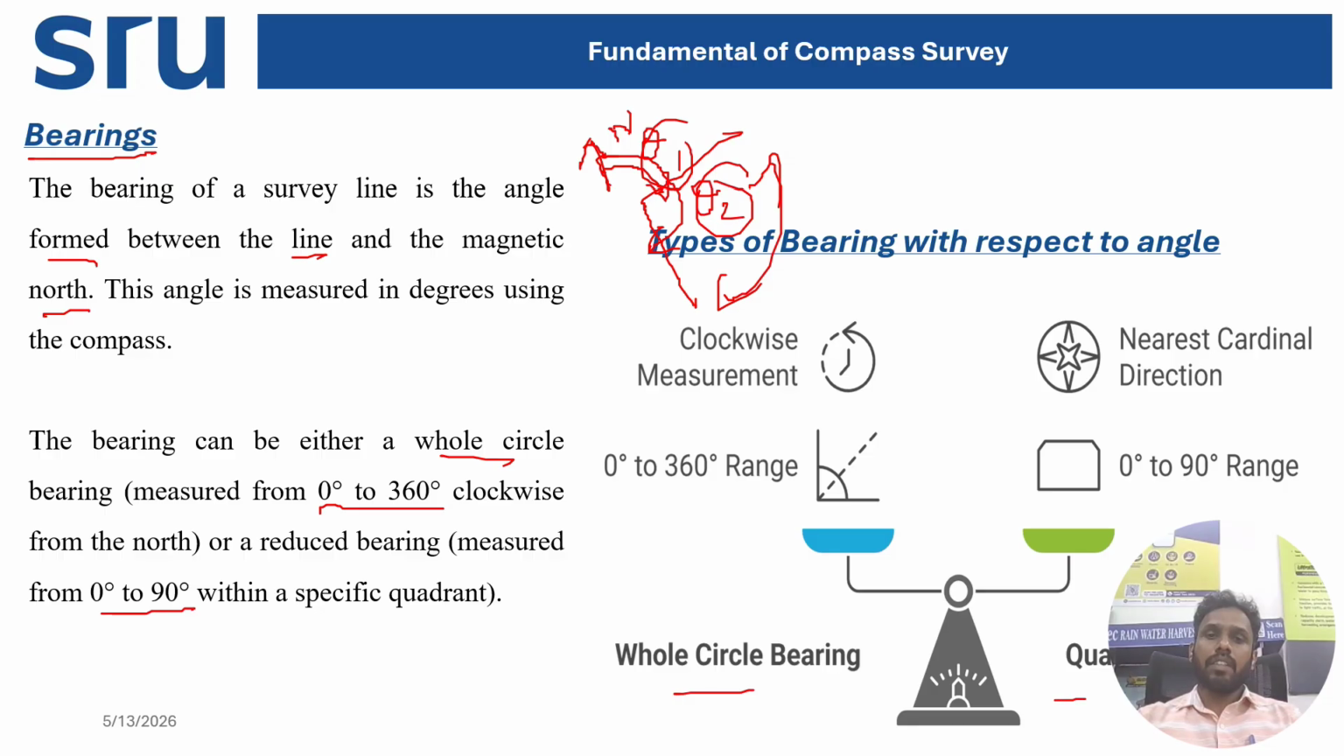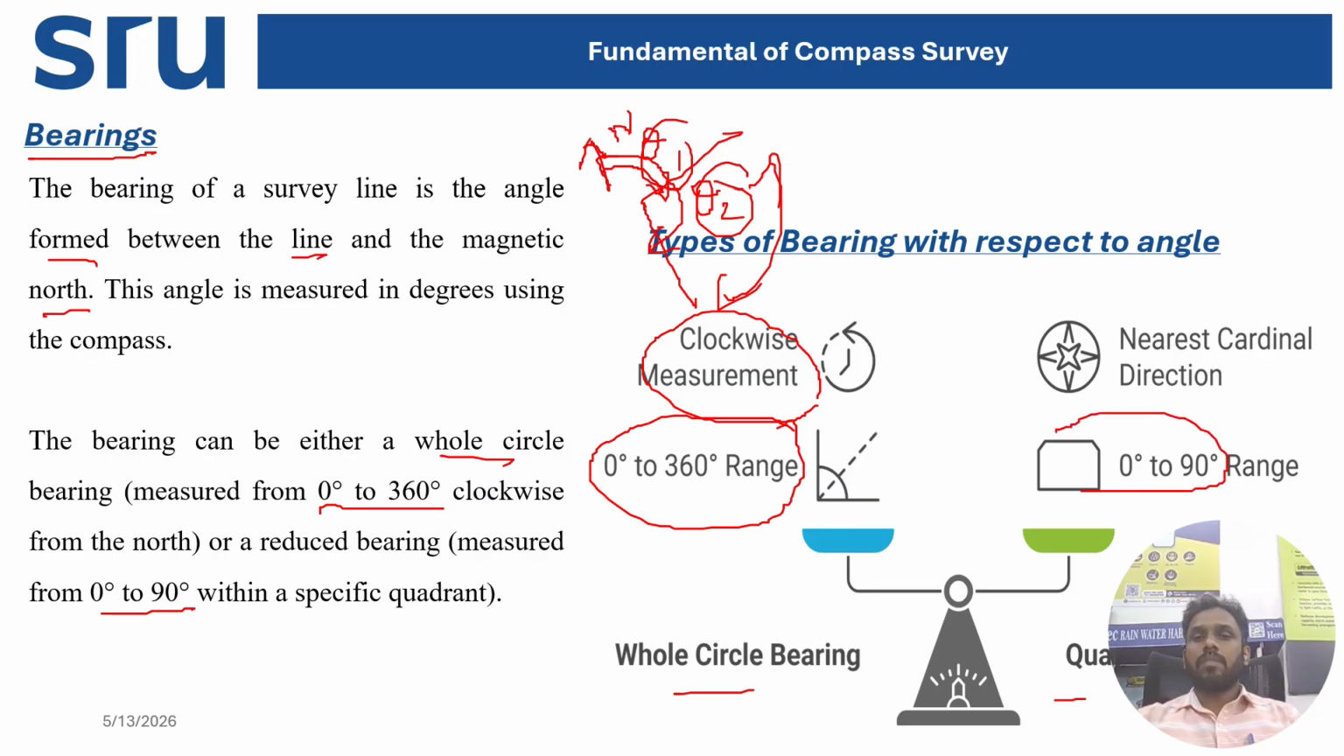Okay, right? So this is the whole circle bearing, and this is your quadrantal bearing. You can see the range is between 0 to 360 degrees because it's a complete circle, and the measurement is taken clockwise, right? When you are dealing with quadrantal bearing, it has a range from 0 to 90 degrees with the nearest cardinal direction. With the nearest cardinal direction, you can mark this one. We'll see this in upcoming slides and explain it in a detailed way.